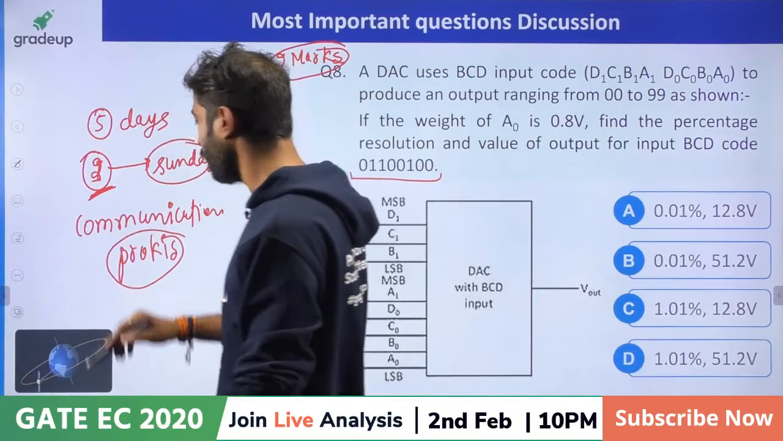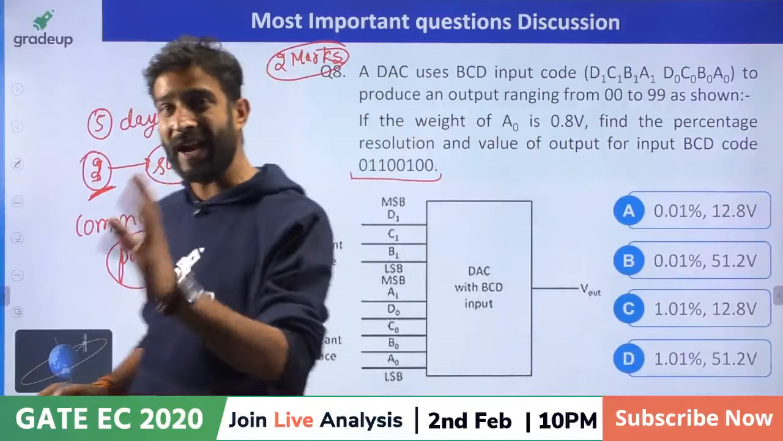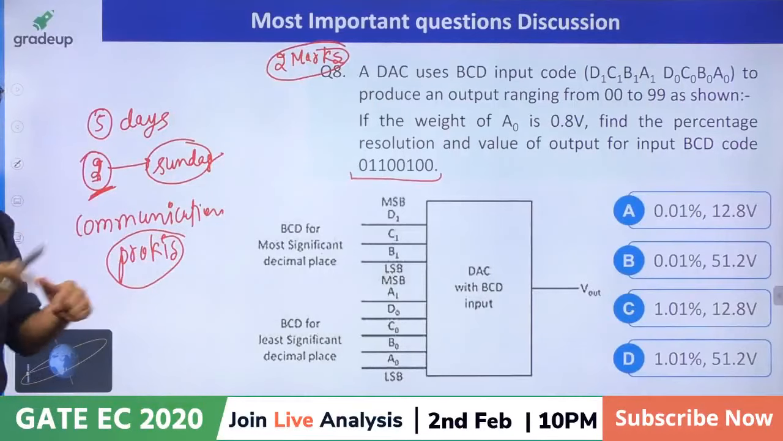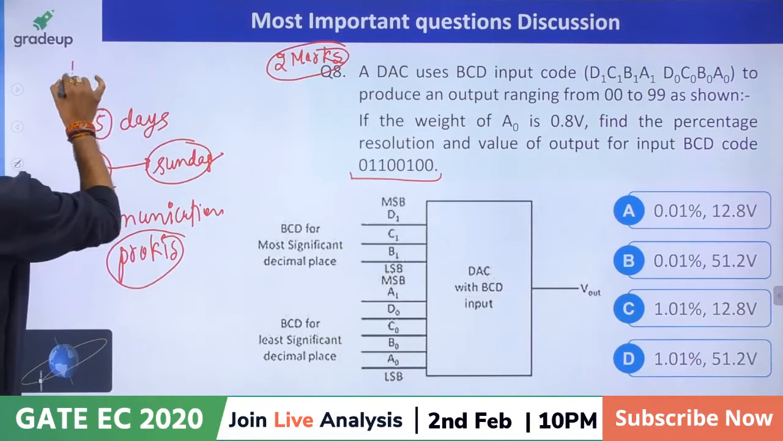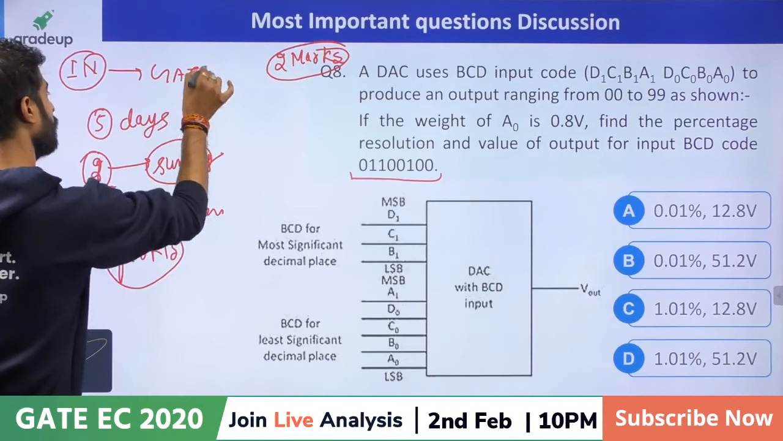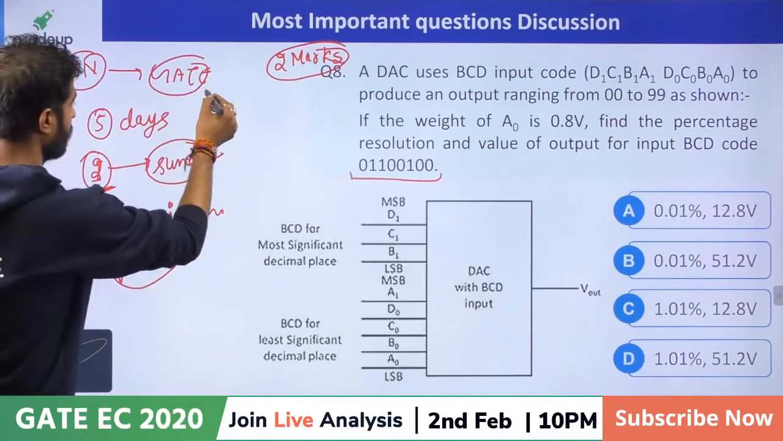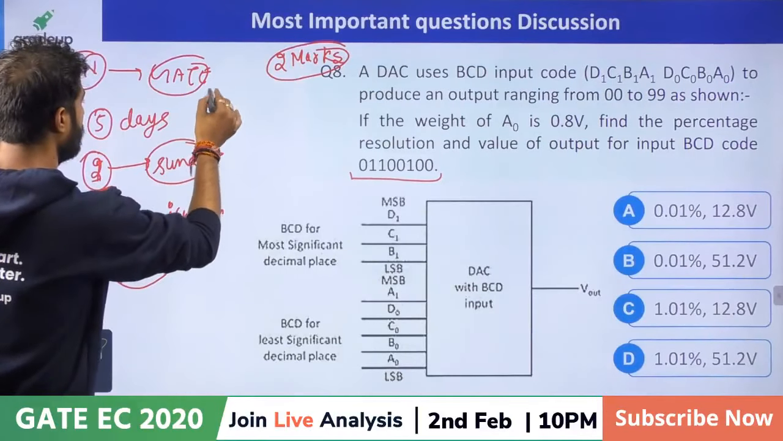Solve a few examples of the process, right? That will help you. And if you still want to practice, just go for the instrumentation branch GATE previous year questions. You can see this type of question they ask in the instrumentation also, right? GATE IN, previous year.